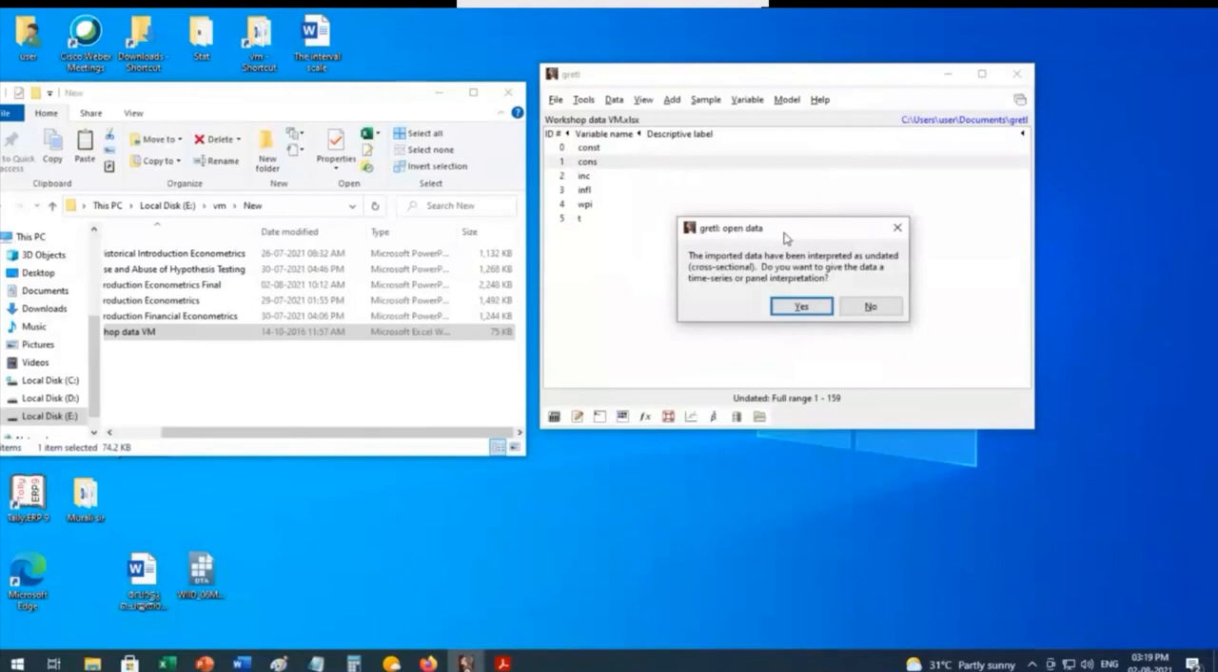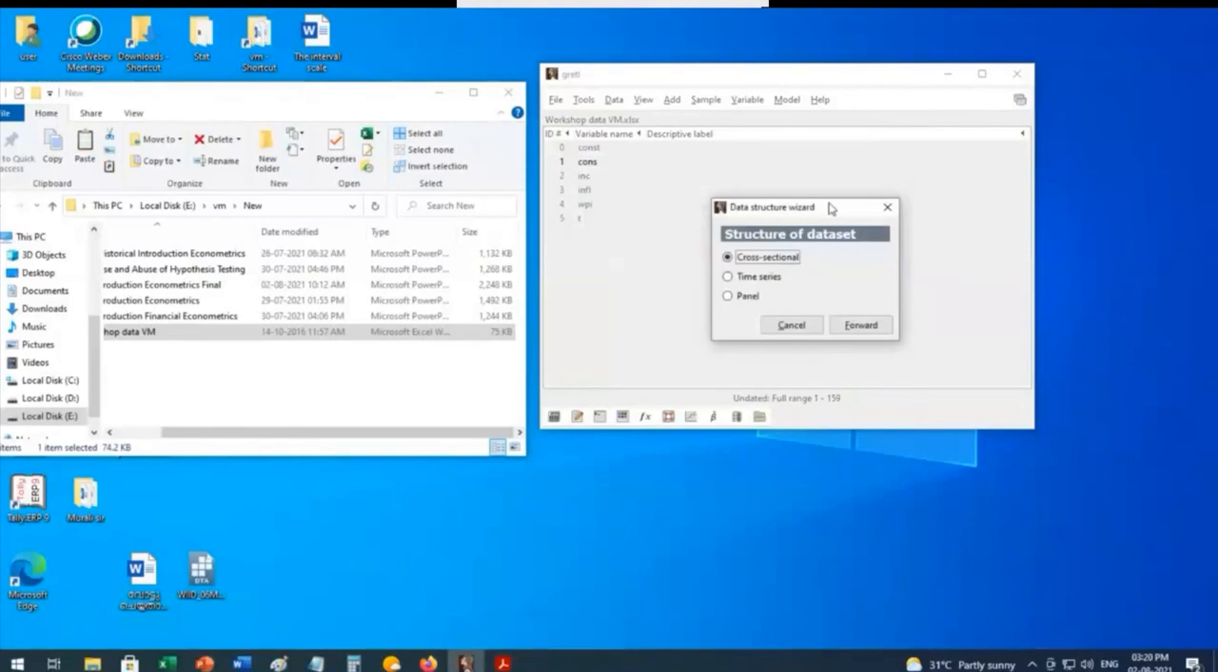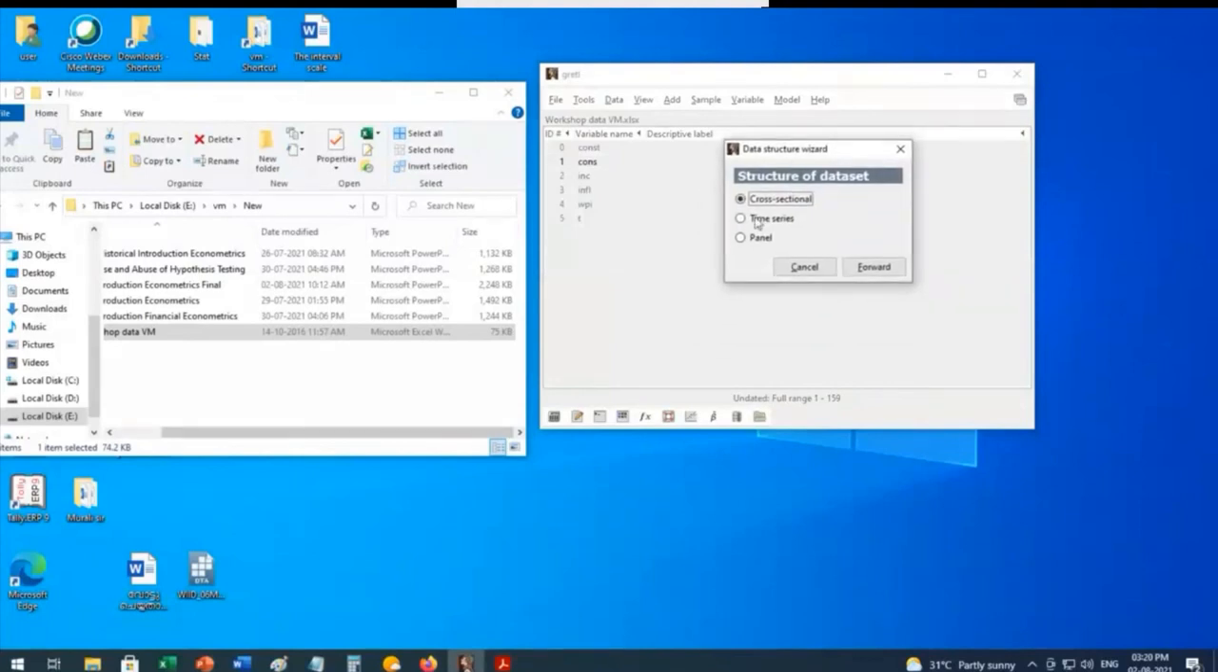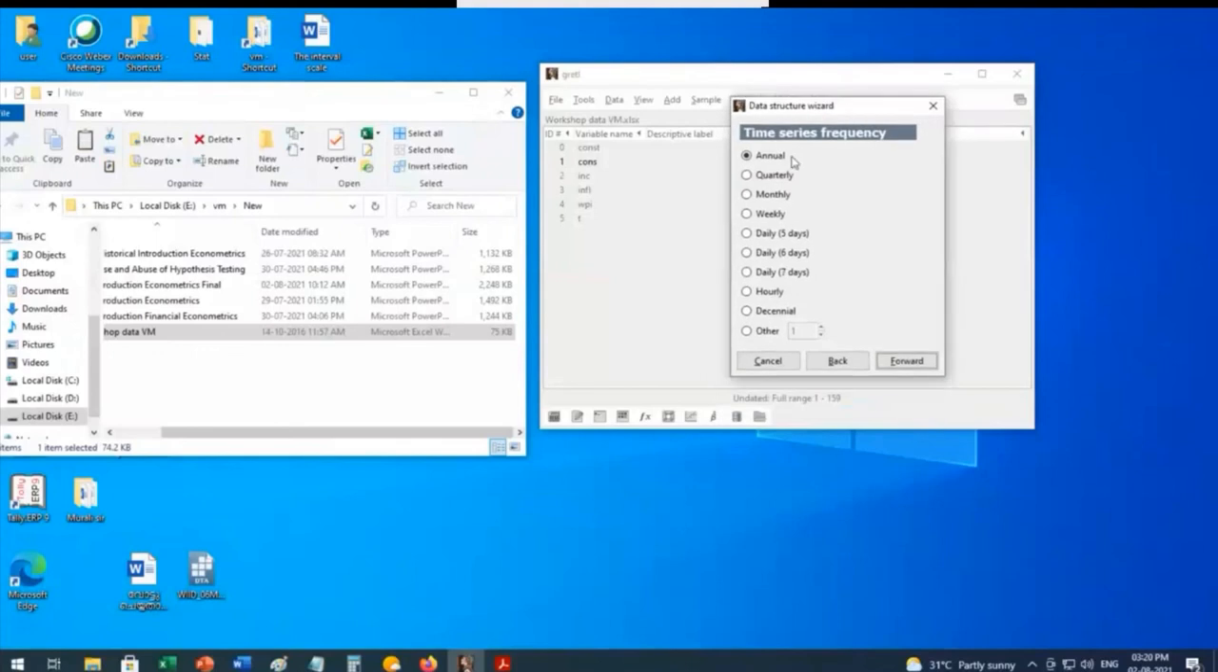Now Gretl will ask us whether the given data is cross-section, time series, or panel data. Do you want to give the data a time series or panel interpretation? We have time series data, so we say yes. What type of data set? We have time series. Click this one and click forward. Now, what is the frequency? Annual, quarterly, monthly, weekly, daily, hourly, and so on. We have monthly data, so we click this one, monthly data, and click forward.